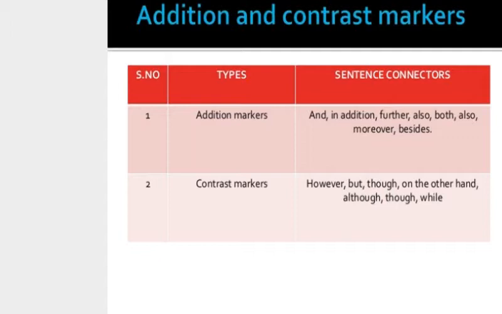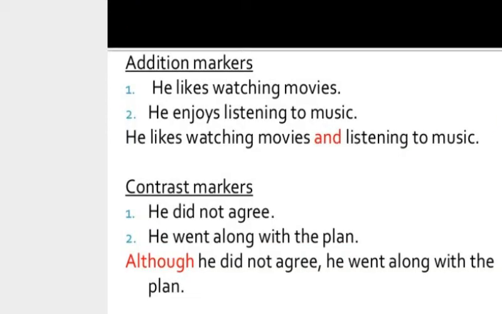Contrast markers: however, but, so, on the other hand, also, while. Addition markers. He likes watching movies. He enjoys listening to music. Now we will bind these two sentences with the help of the discourse markers. He likes watching movies and listening to music.